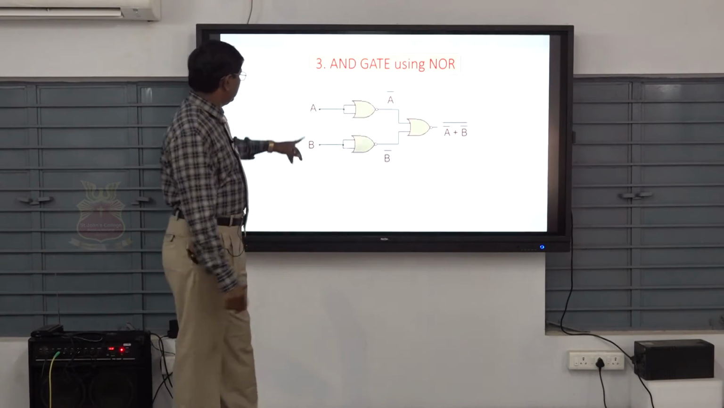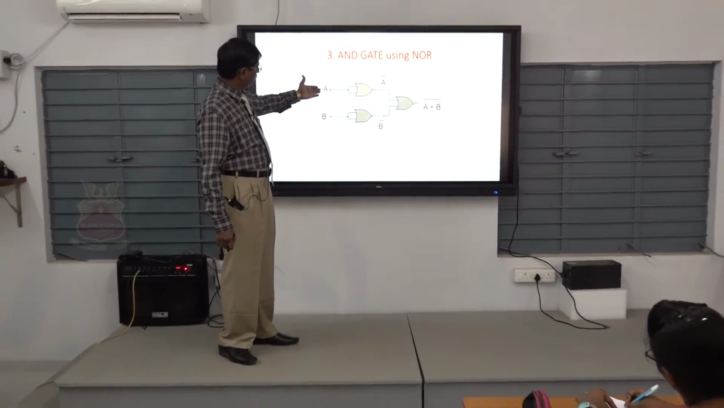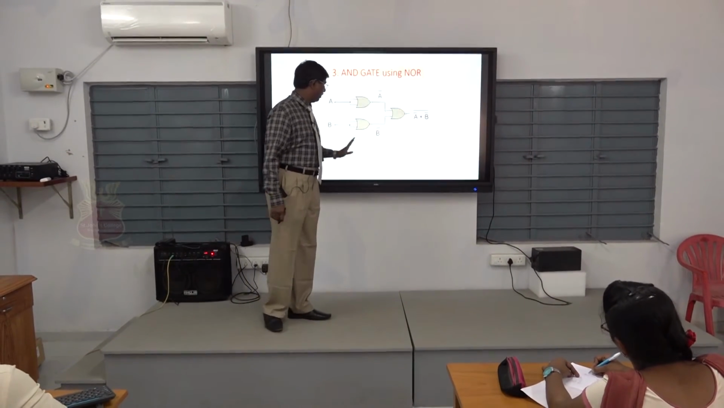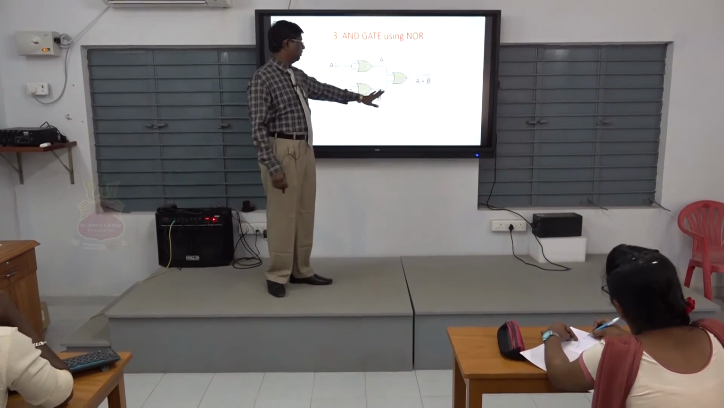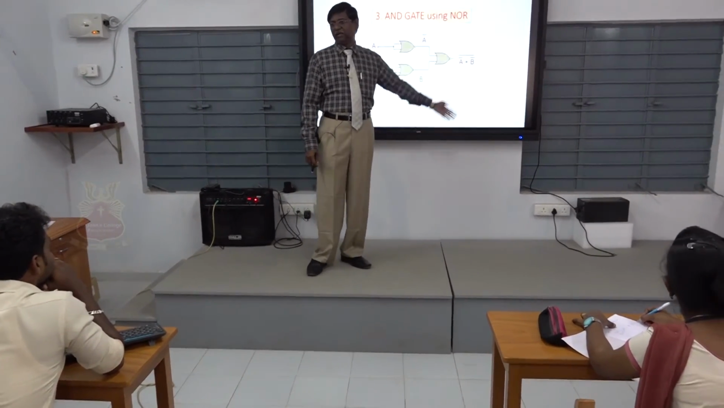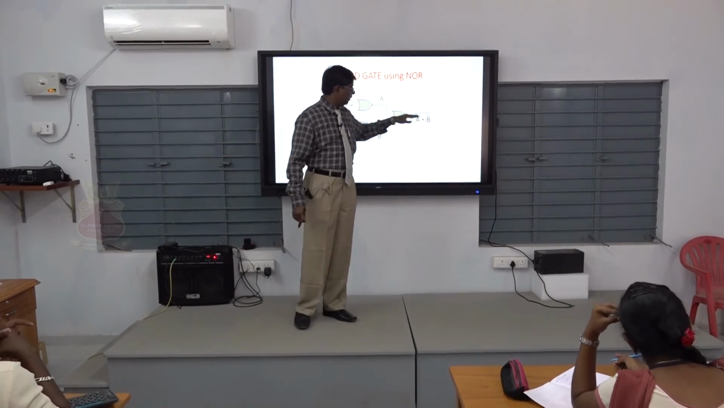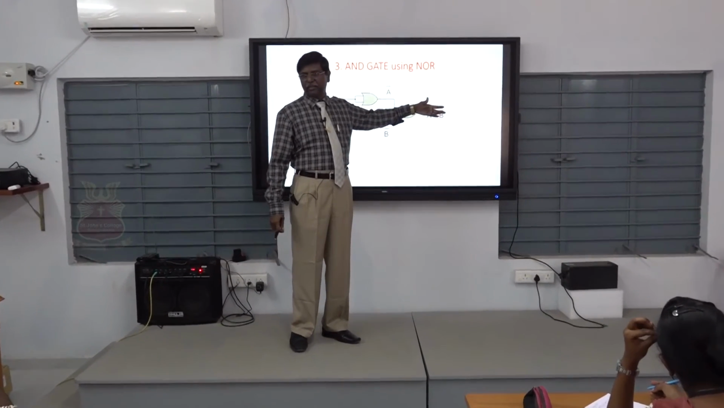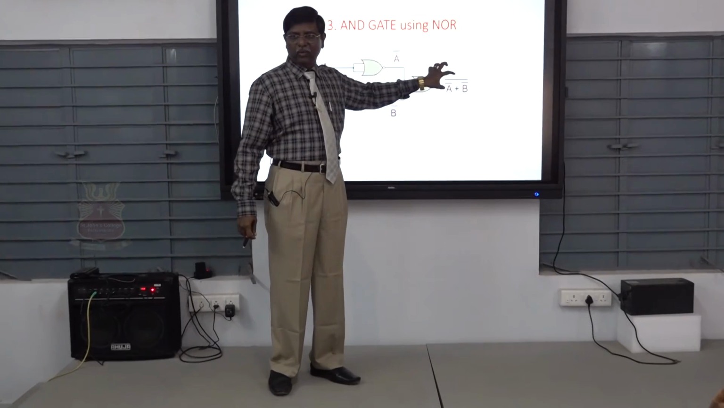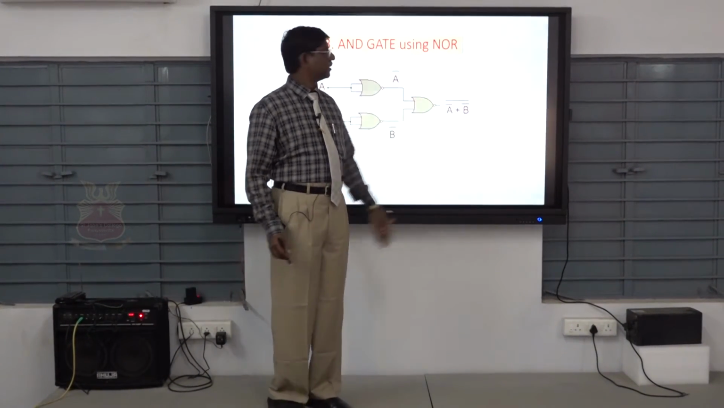Okay. Now we provide here input A, and A becomes A bar. Input here B, and B becomes B bar. Now A bar and B bar are fed to the third NOR gate. So the third NOR gate output is A bar plus B bar whole bar, right? It doesn't look like AND, but when you apply De Morgan's law, what will you see?